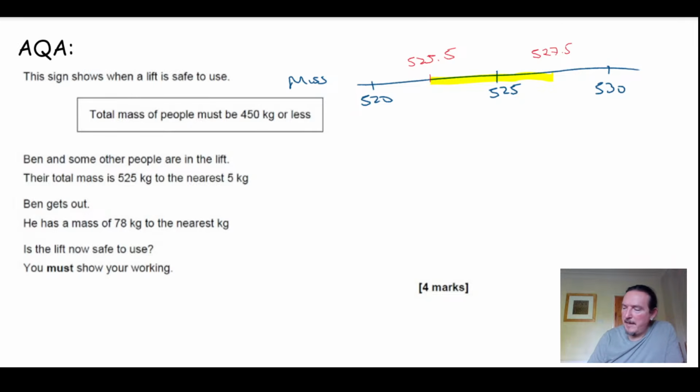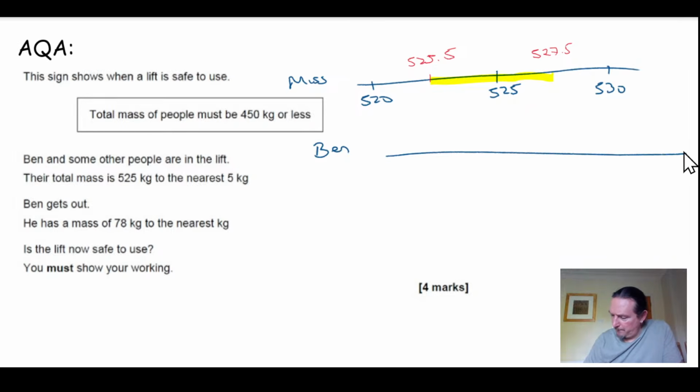And then we've got Ben. His mass is 78 kilograms, and he's to the nearest kilogram. So 1 kilogram above is 79, 1 below is 77. So Ben's mass is going to be between those limits. It's going to be 77.5 to 78.5.